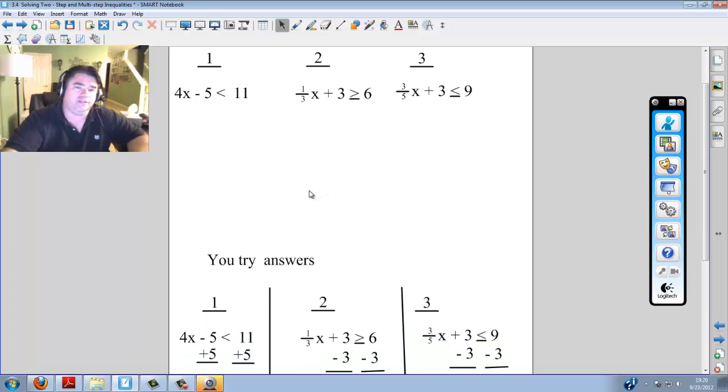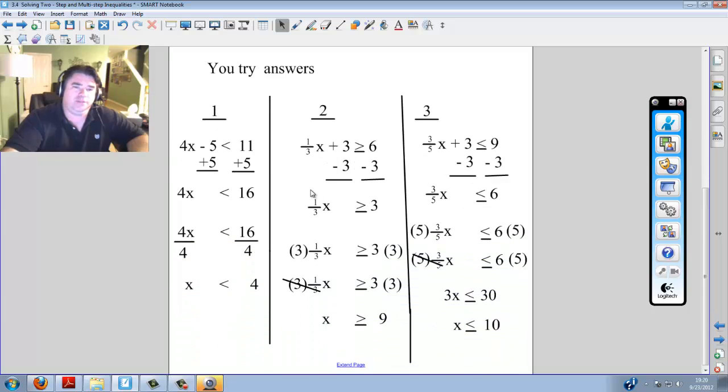Alright, let's go ahead and take a look. And you will see instead of minus 5 we add 5 to both sides. Makes 4x less than 16. Instead of times 4, divide by 4 on one side, we divide it on the other. X is less than 4.